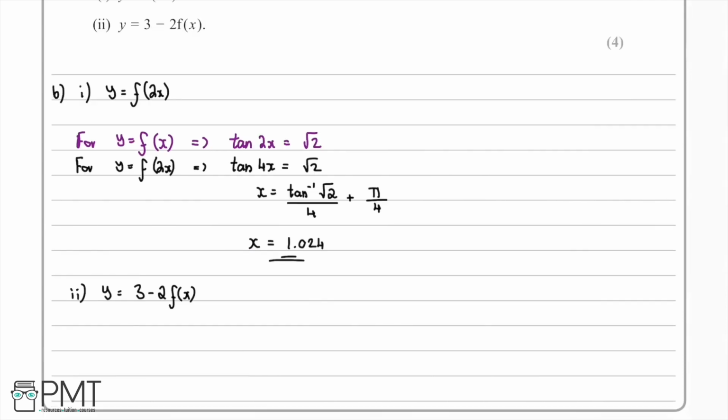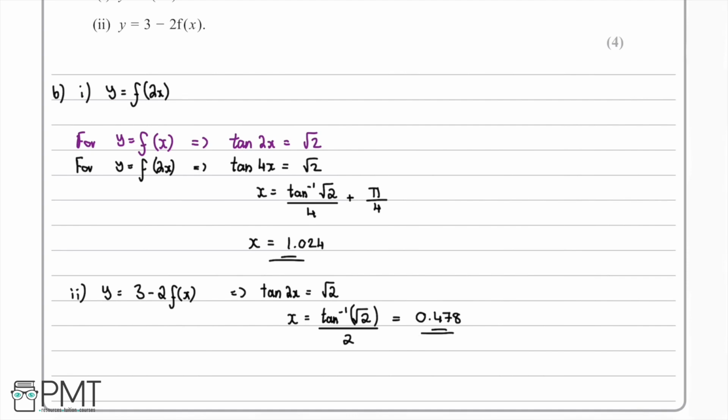So now for the second part of this question, we want to find the minimum turning point on the curve with the equation y is equal to 3 minus 2f of x. So our first thought will be f of x remains unchanged. Therefore, we want to solve tan 2x is equal to root 2. So going ahead and solving this, we'll have that x is going to be equal to tan negative 1 root 2, and since we have 2x, we're going to divide by 2. And putting this into our calculator, we get that this is equal to 0.478.